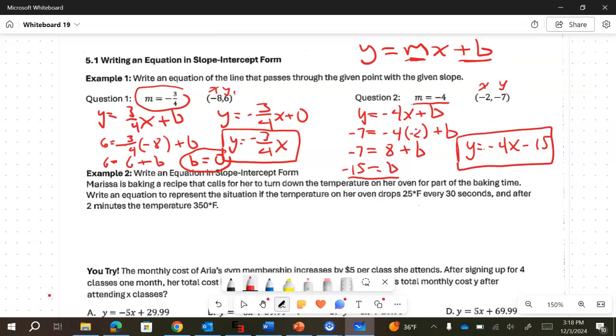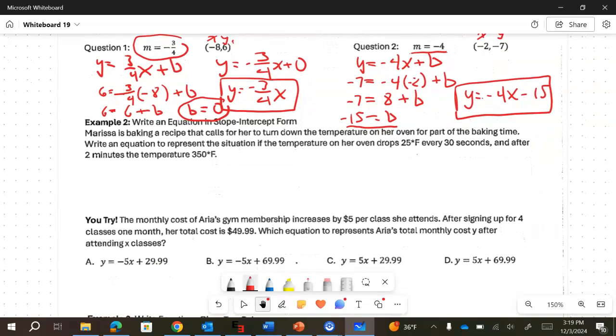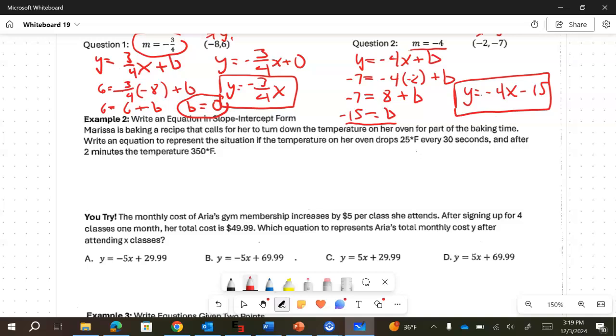Now let's try that with a word problem. So again, I'm going to start out, notice the pattern here, right? y = mx + b. I need to figure out m and b. I need the slope and the y-intercept. Now, if they tell me that the oven is changing temperature, remember, rate of change and slope are the same thing. So if it's dropping 25 degrees every 30 seconds, that means it's going down 50 degrees every minute. So I'll say that again, 25 degrees in 30 seconds would be the same as 50 degrees in a minute, and it's going down. So I'm going to use -50 as my slope. The temperature is going to drop 50 degrees every minute.